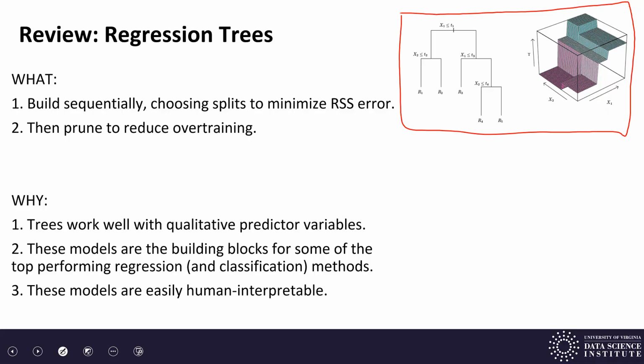Why do we do this? Why do we want to use regression trees? Well, trees work well with qualitative predictors, and that's a pretty big deal, as we'll see when we get into using them. There are a lot of methods that are good, but only work well on continuous predictor variables. Trees work well with qualitative predictor variables. Trees are the building blocks for some of the top performing regression and classification methods, and these trees are easily human interpretable, as we've talked about.